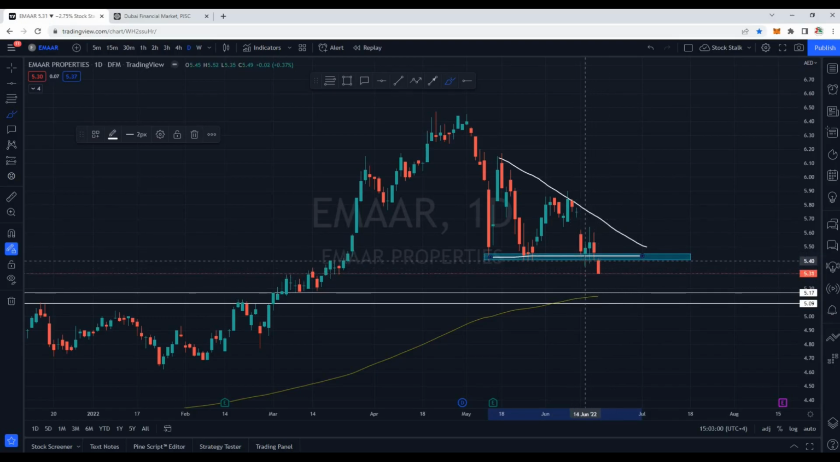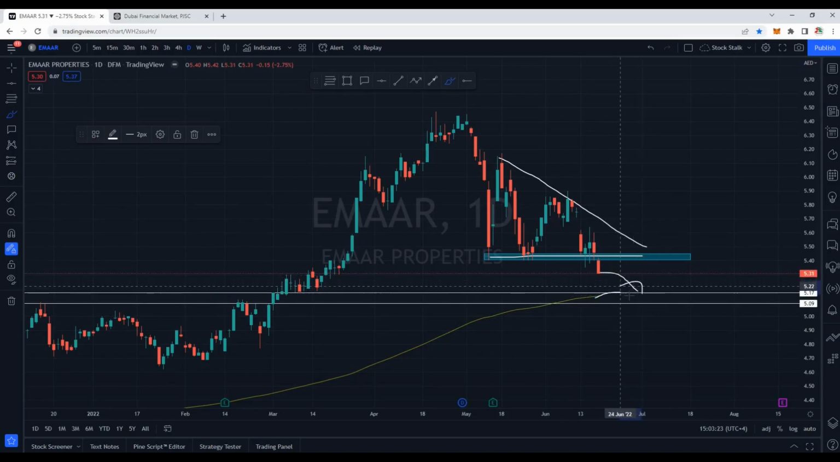Support was between 5.40 to 5.45. It tried to hold around this zone for 3 days. Unfortunately, selling was very aggressive and hence we are seeing this red candle. Next support is at 5.17. This yellow line is the 200-day moving average. Slowly and steadily we can see it will coincide with this moving average.